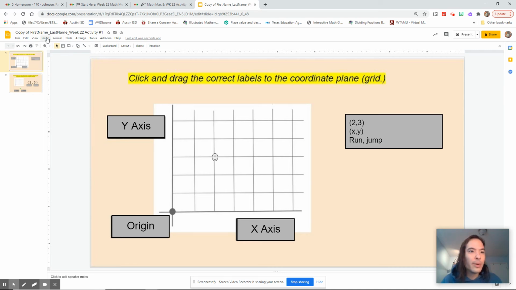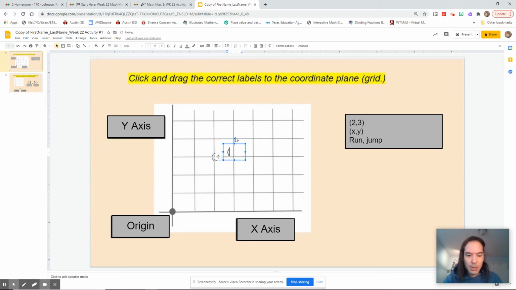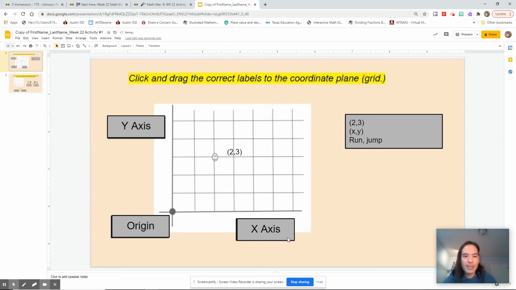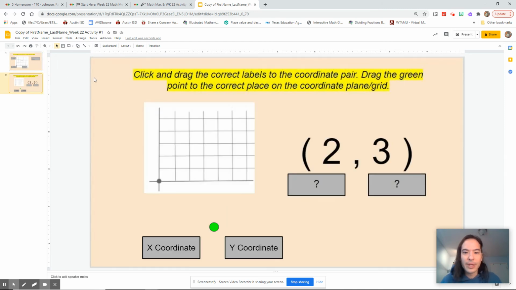So if I wanted to label that, this is the point 2, 3. Oops. Need to stretch that out. But we ran 2 on our horizontal number line, our x-axis, and we jumped 3 on our vertical number line, our y-axis. Run 2, jump 3. That's the point 2, 3. Oh, goodness. I should have been more creative because that's exactly what we have right here.